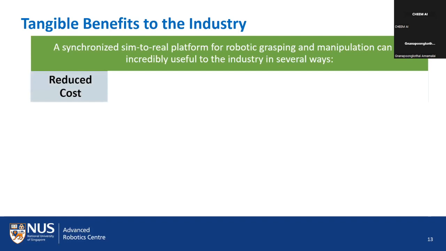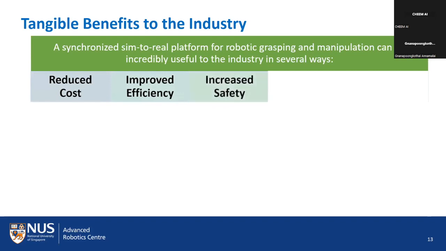Traditional methods of developing robotic grasping and manipulation systems require expensive hardware and also time-consuming trial and error testing, which also requires a large amount of data. And having a synchronized sim to real platform can allow for much of this testing and also data collection to be done virtually, which reduces cost and also increases efficiency. And then secondly is to improve efficiency, and then thirdly is also very safe.